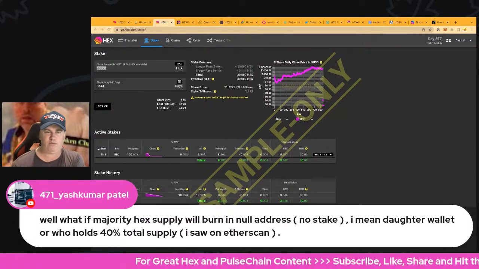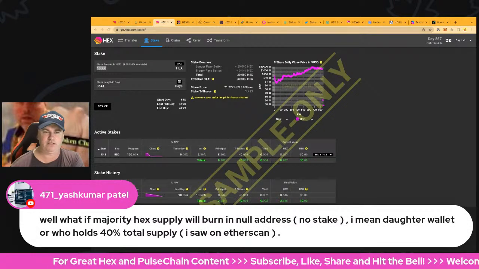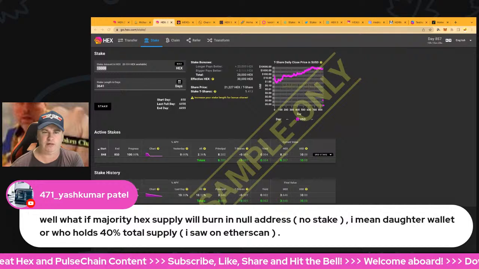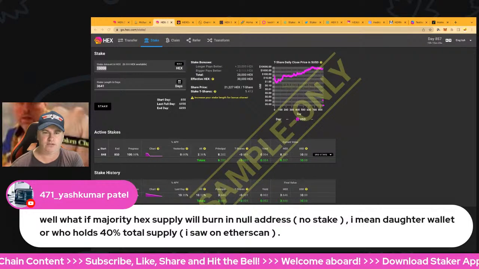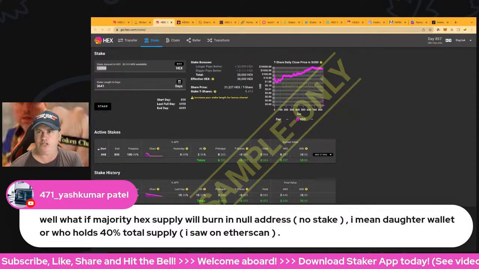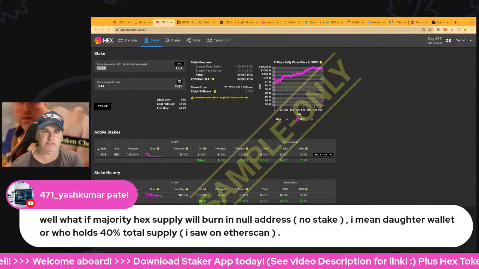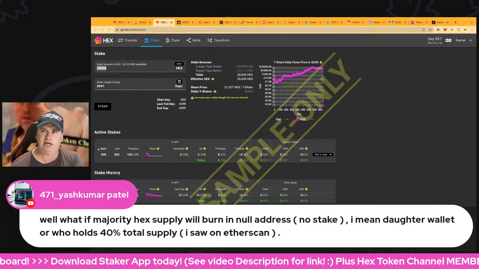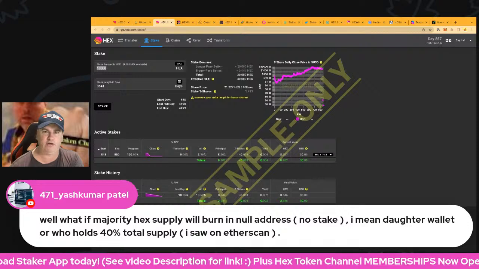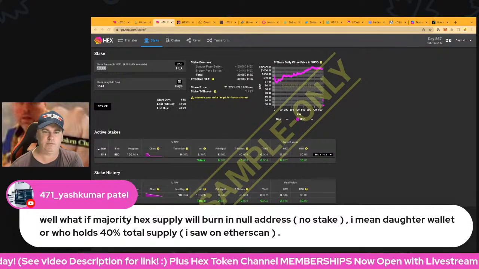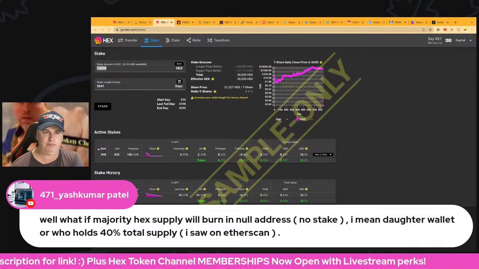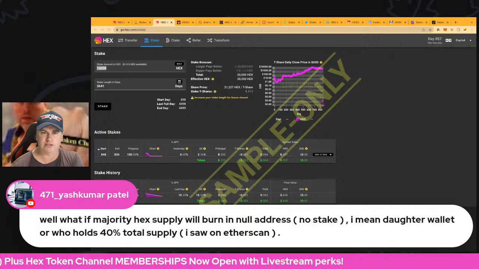471 says, well, what if the majority hex supply will burn in null address? I mean, daughter wallet or other hold 40% total supply. I saw an ETH scam. Hey, the Origin account could do things like that. That could happen in the future. Don't be surprised if we see some interesting moves by the Origin account over the life of the hex. I wouldn't be surprised about stuff like that, including burning. All sorts of things could happen with that. I wouldn't count that out at all.